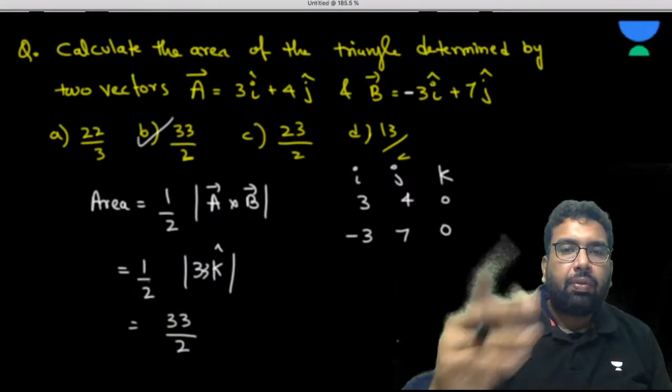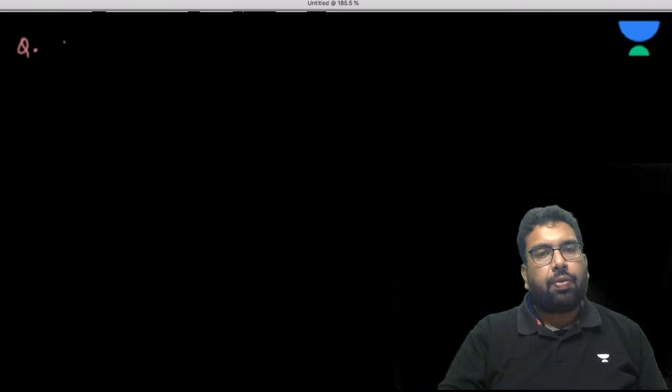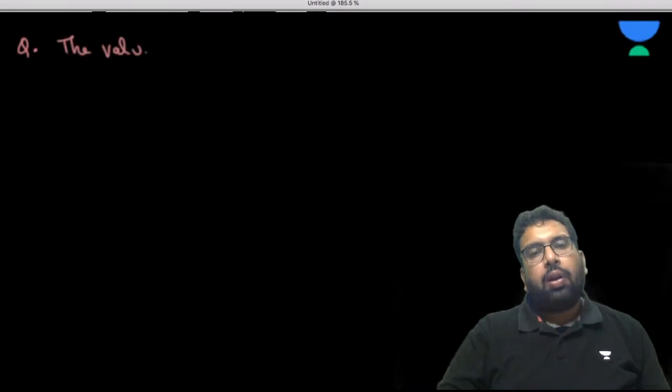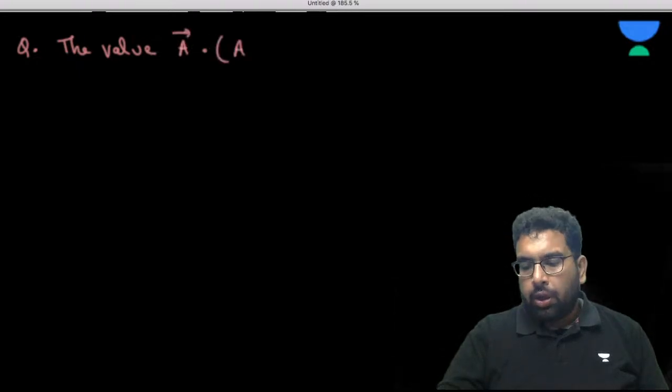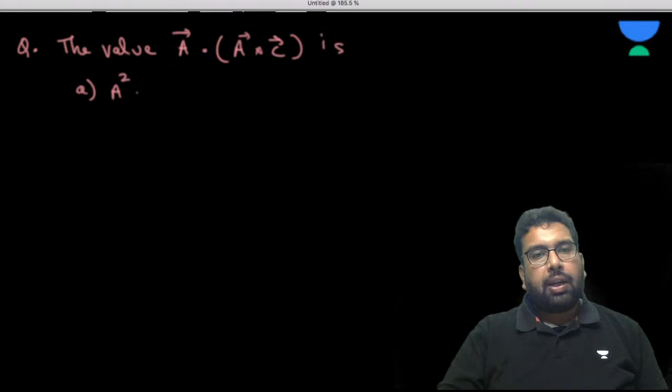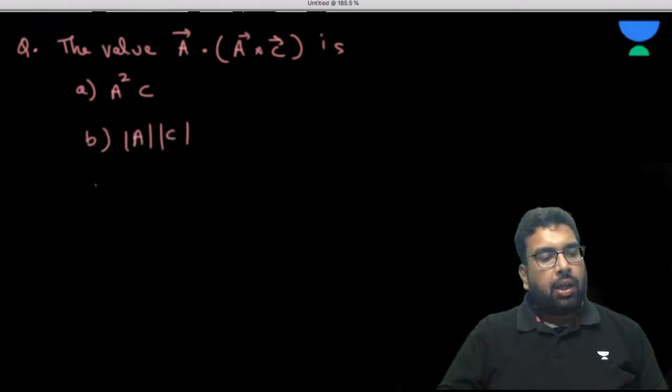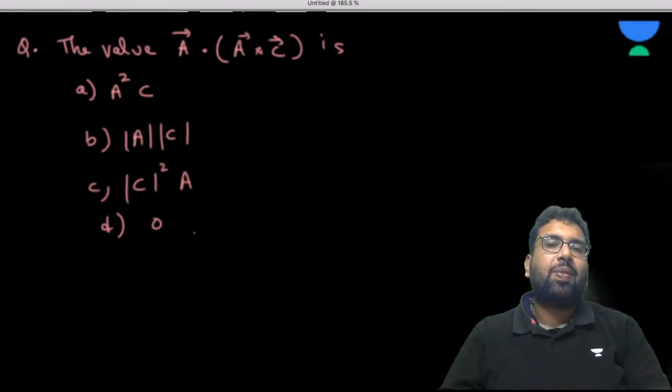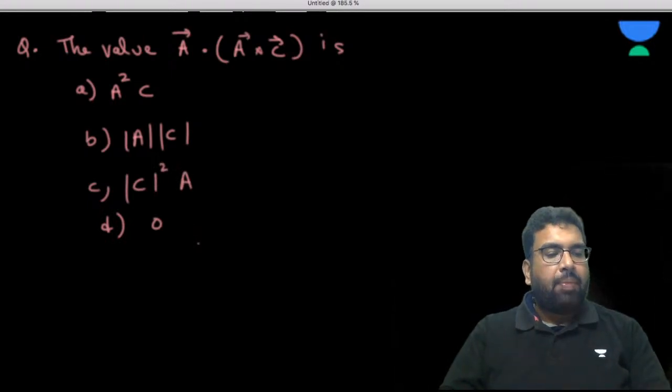Now moving ahead, one more question. The value of, let's suppose, a vector dot a vector cross c vector is. Now please think before you answer this. Options: a square c, a mod c mod, c square a, and d is 0. See how we are going to do it. Please go for it.